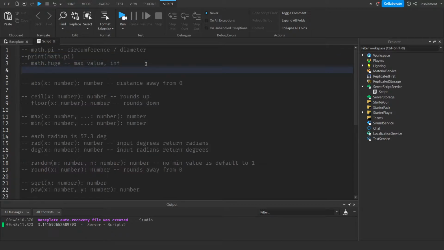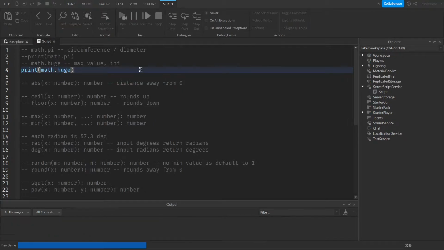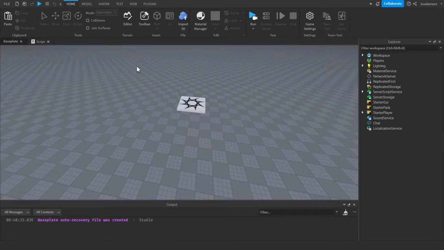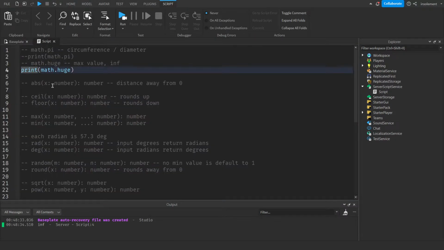So math.huge is the maximum value, and so basically infinite. So if we print math.huge, it would print infinite because it's so big, right? So on to functions.